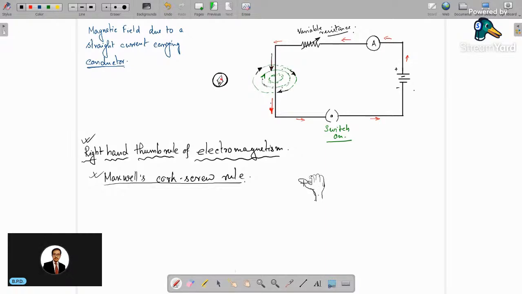If this is my right hand, and I imagine a conductor in this direction, and current flows through that conductor, then the direction of current is indicated by the thumb of my right hand, and the direction of magnetic field is indicated by the other four fingers of my right hand. So it is the direction of current and it is the direction of magnetic field.